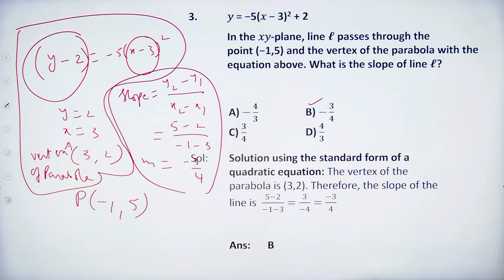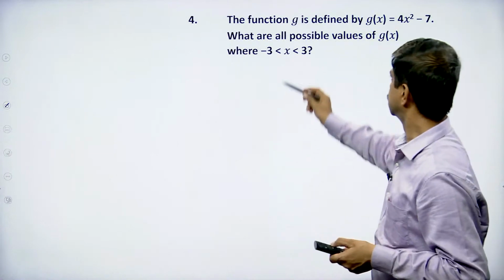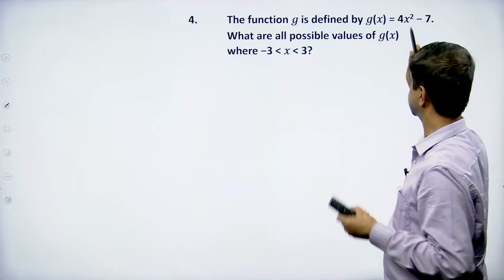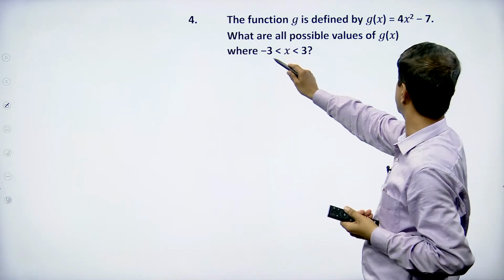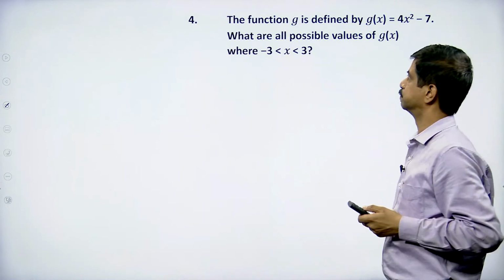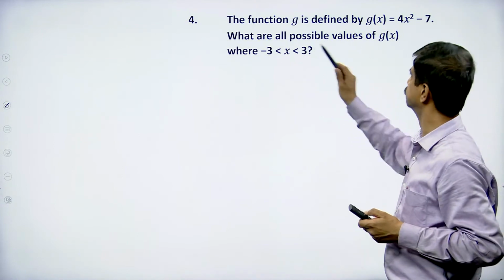Okay children, let's move to the next question. I think that was clear. See, the function g is defined by g of x equal to this. What are all possible values of g of x where x is greater than minus 3, less than 3? What are the possible values of g of x between these two?